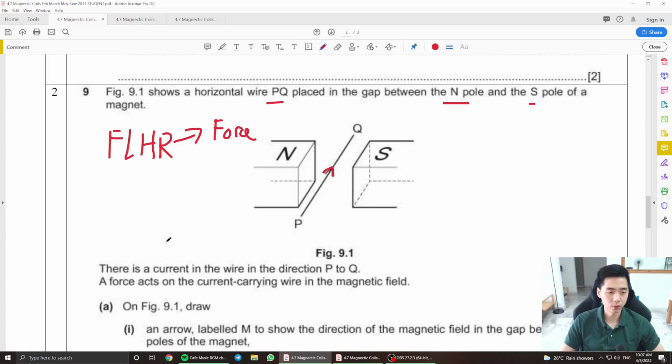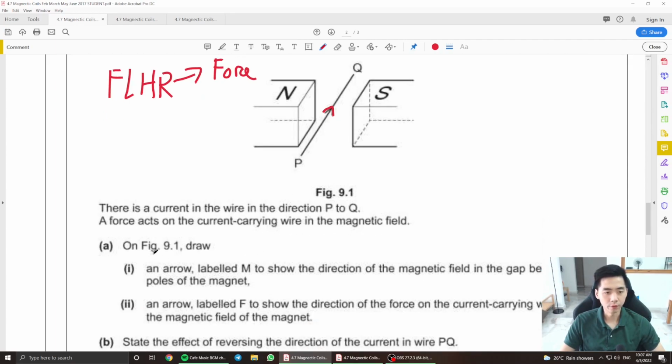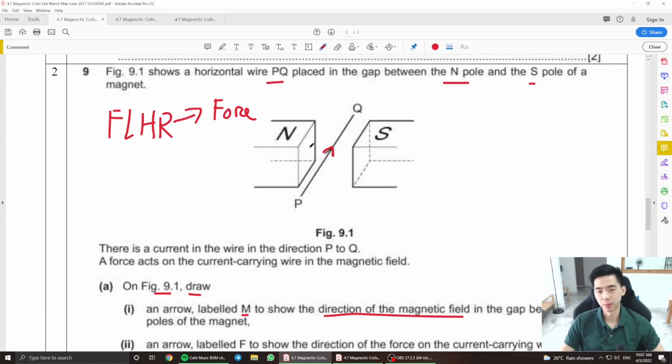But let's look at what the question wants. There is a current in the wire PQ, a force acts on the current carrying wire in the magnetic field. On figure 9.1, draw an arrow labeled M to show the direction of the magnetic field in the gap between the poles of the magnet. The direction of the magnetic field is obviously going from north to south, right? So you just label this M.